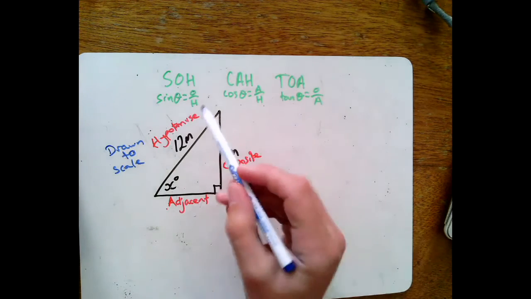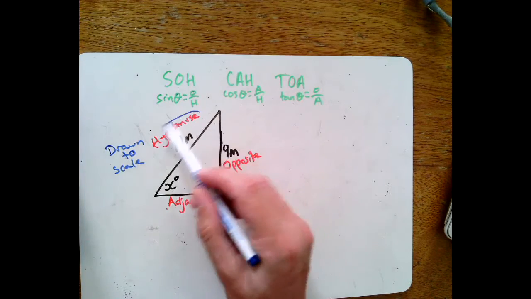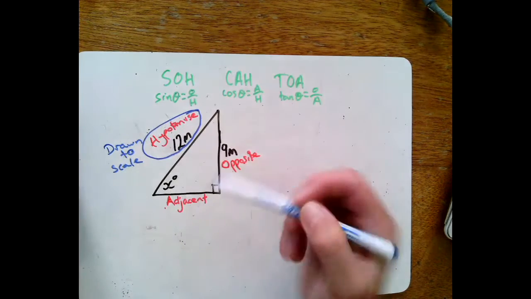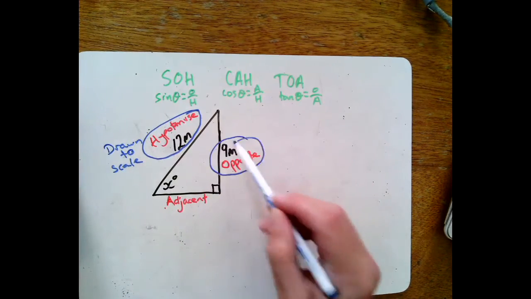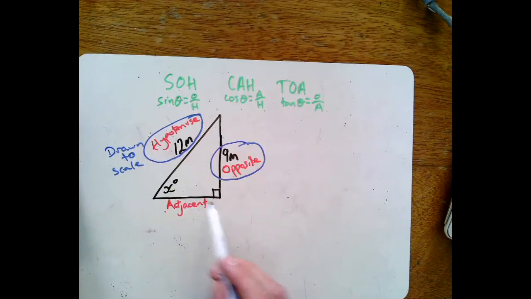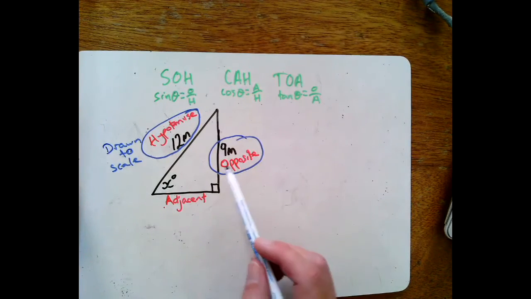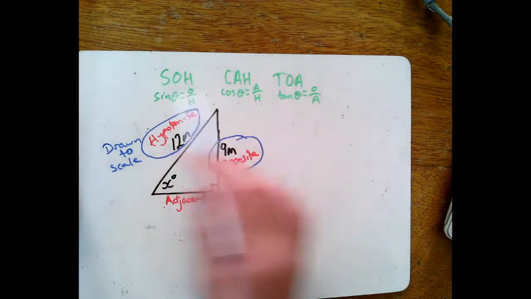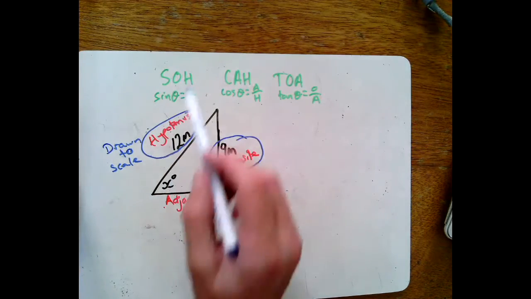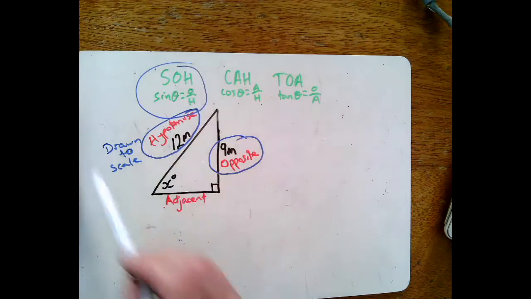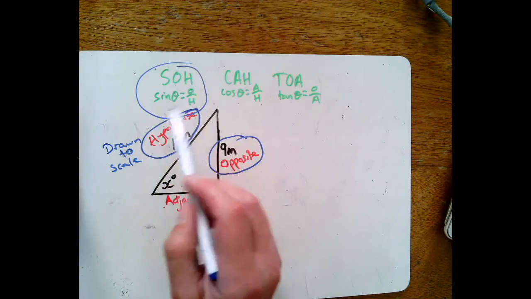Now, it's the exact same process as what we did before. We're going to circle the ones we have information on, so the 12 meters is there, so I'm going to circle the hypotenuse. 9 meters is here. I have nothing written on the adjacent side, so there's no measurement, no distance, so I don't need to worry about that. What I'm going to now look at is the opposite and hypotenuse. Which one of these has opposite and hypotenuse? Oh, that one there, so I need to use sine.